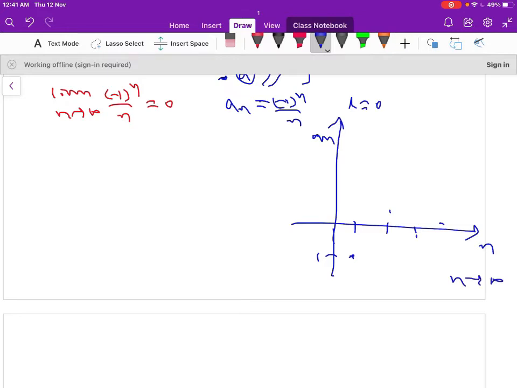When n increases, when n is large, 1 by n approaches 0. Therefore the sequence minus 1 to the power of n by n approaches 0 as n is large. So the sequence is a convergent sequence, it converges to 0. So by graphical way we can show it like this. Let us show this result by using the definition of convergence of a sequence.